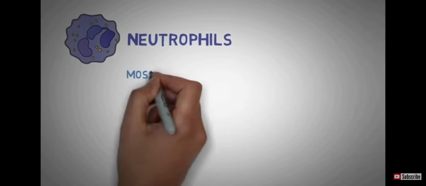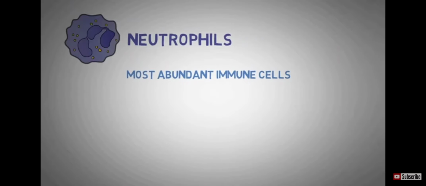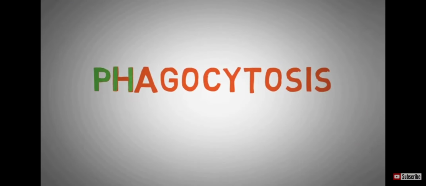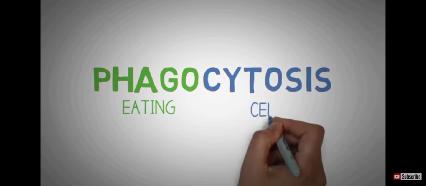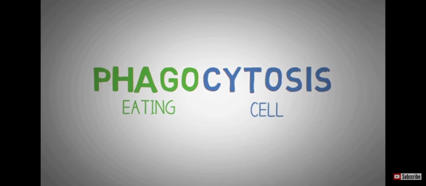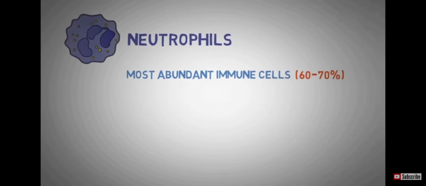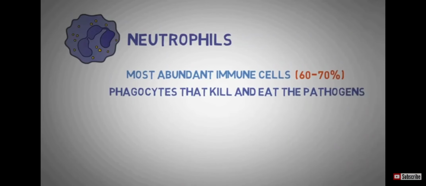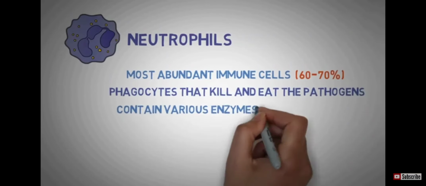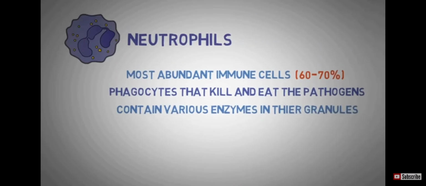The neutrophils are the most abundant immune cells, making up about 60 to 70% of the total population of immune cells. They form an essential part of the innate immune system. One word you will hear a lot in this immune system is phagocytosis. Phago means eating and cytosis means by a cell. So phagocytosis in simple terms is cell eating. Neutrophils are a type of phagocyte that detect and eat the pathogen. Within the cell, the neutrophils release various enzymes that kill and digest the pathogen.